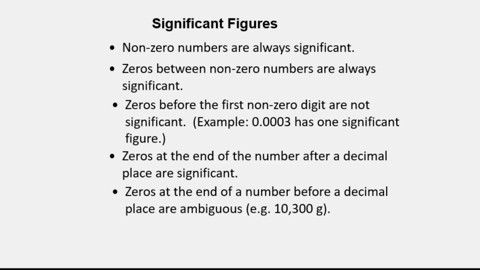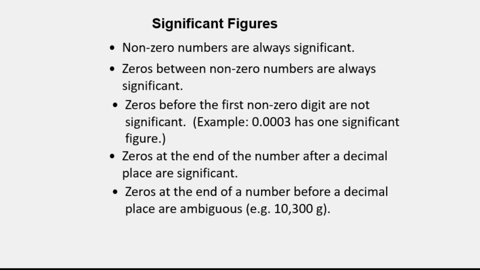Zeros at the end of a number after a decimal place are significant. So if we had 100.00, because there's a decimal there, and you've got those zeros at the end, all of those digits count, so 100.00 would have 1, 2, 3, 4, 5 significant digits.